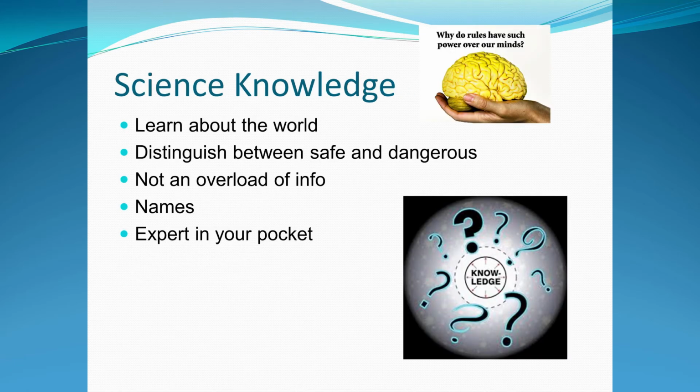With classification systems and scientific knowledge, it helps us to learn about the world. It's nice to know whether the spider that is in your house is dangerous or safe. It doesn't give you an overload of information, but is able to help you pick out patterns or help you pick out things that are similar. Also tells you the names of things that you may or may not know, and they can even be like an expert in your pocket to help you know more than what you would have known on your own.